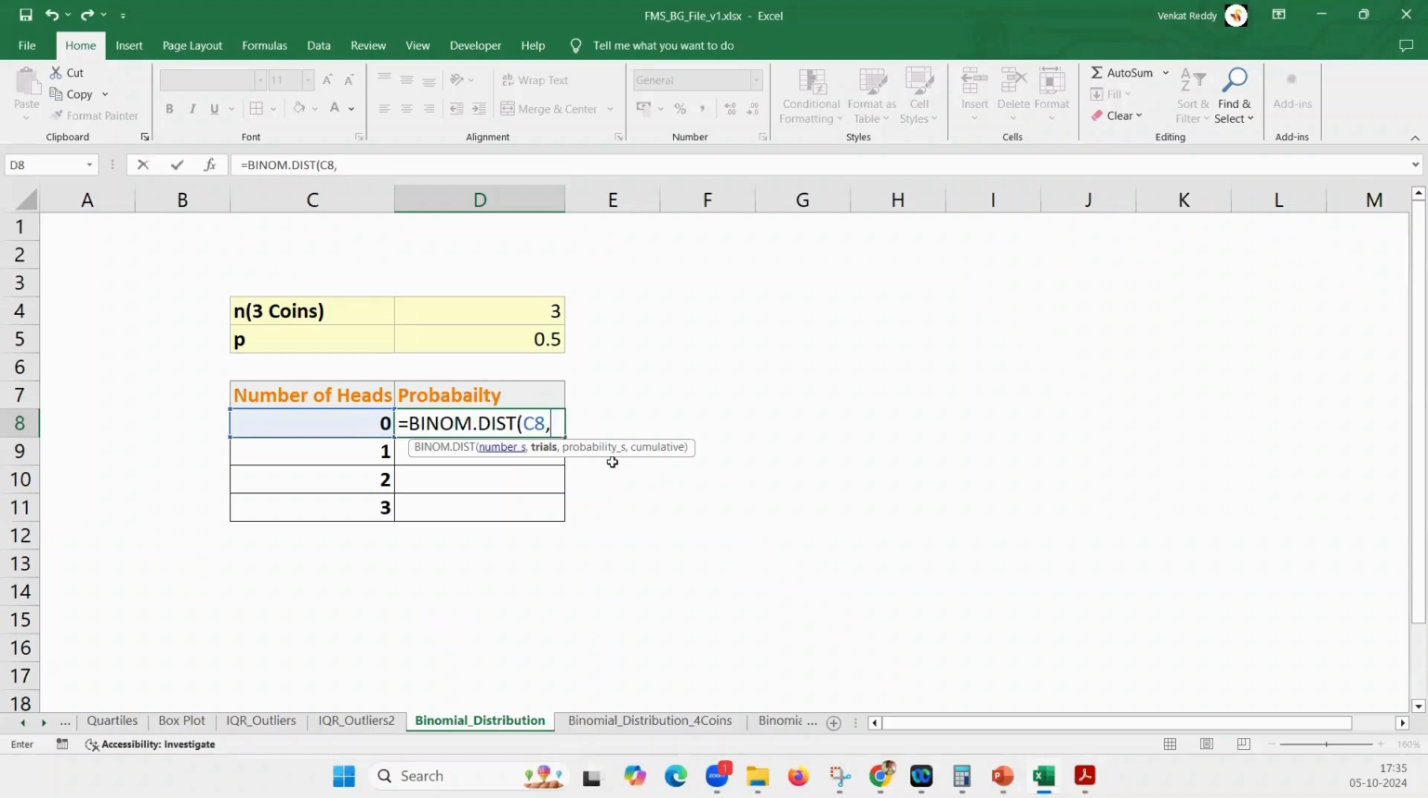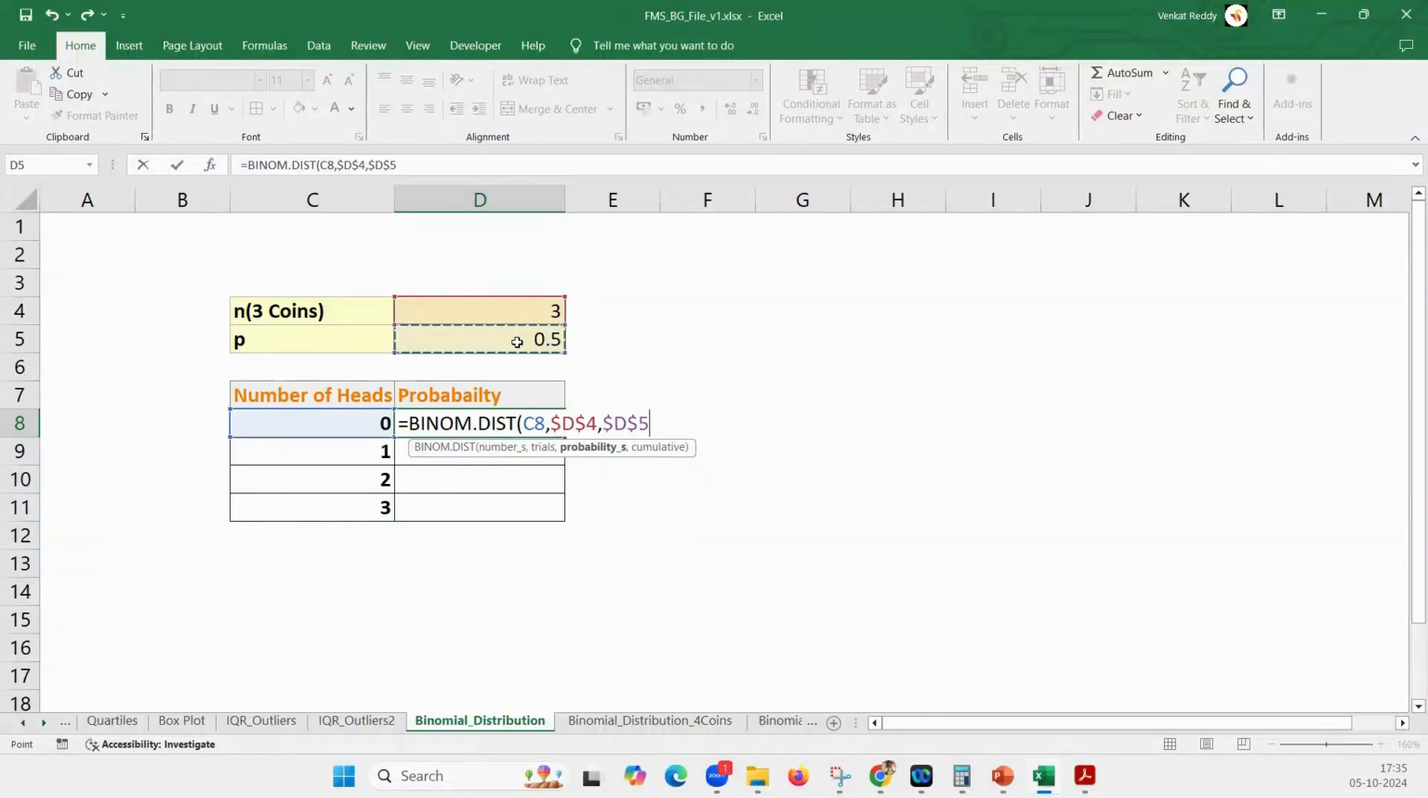I will select that. Trials. Trials means the value of n. In this case, trials is 3, isn't it? So I will select this one and I'll freeze it because n value doesn't change. F4 is what I have pressed. The next one is probability of success. Probability of success is given here. That also I can freeze it.